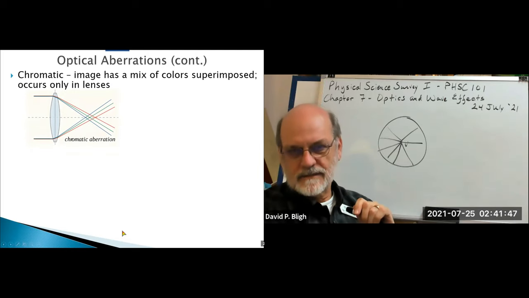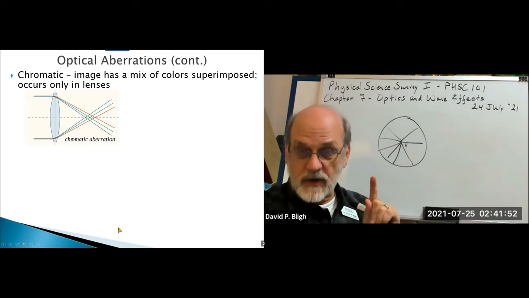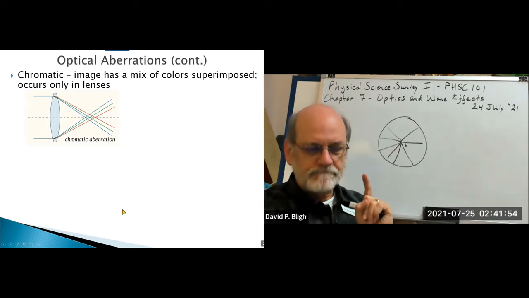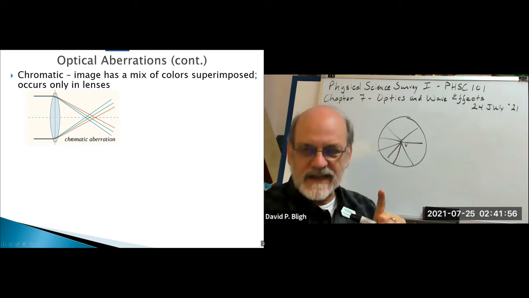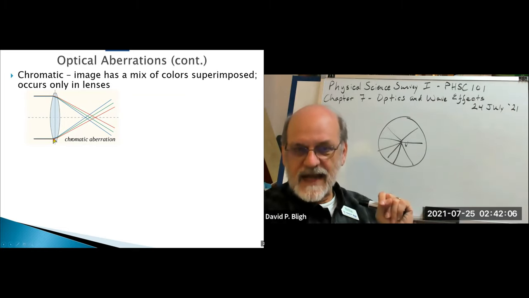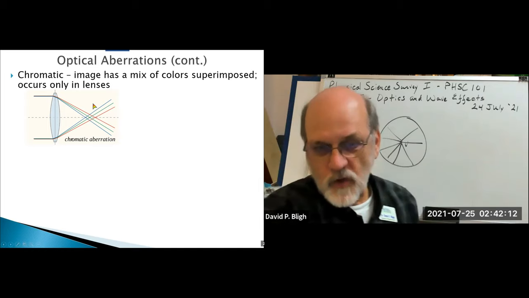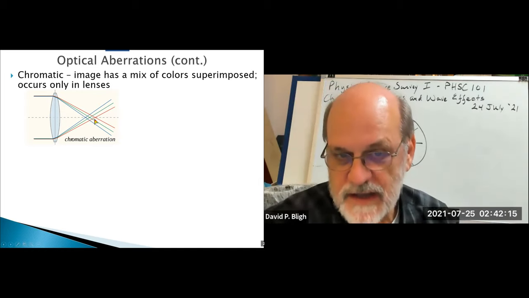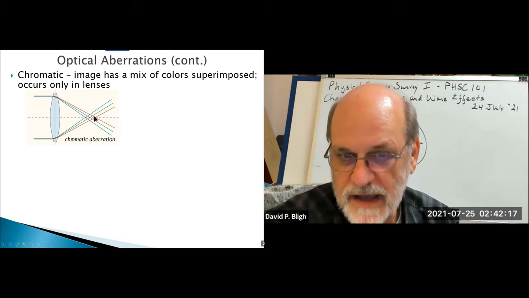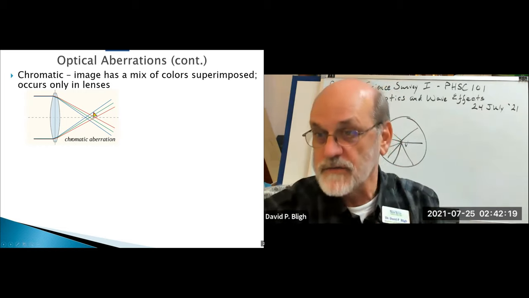Chromatic aberration. This results from what I described earlier as the difference in refractive index based upon the wavelength of light. So a simple lens will take light and bend red not so much as blue. So if you draw a line down here like this, you'll see maybe red in the center and green and then blue on the outer edges of your image.